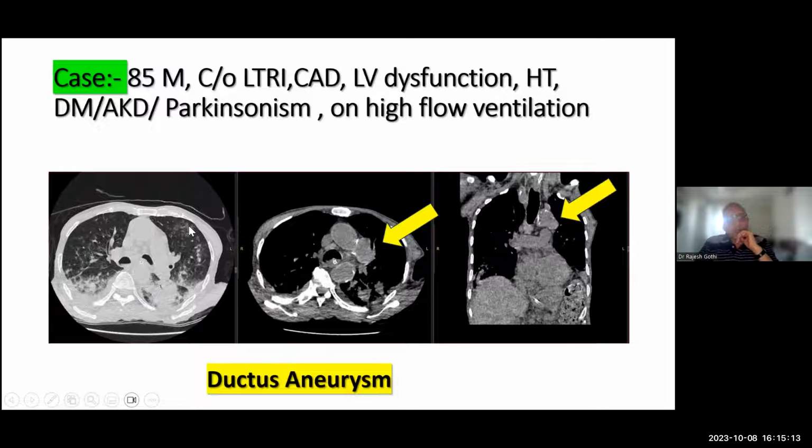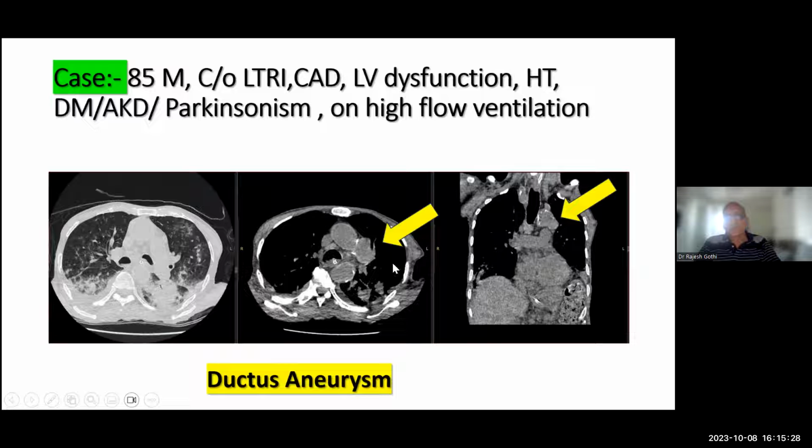So now coming to this case, an unusual finding. Again, bilateral lung lesions. Ground glass opacity is in the periphery of the left upper lobe and right lower lobe. Left lower lobe consolidation. And there is another shadow over here. This shadow is close to the aorta. This is basically a ductus aneurysm.